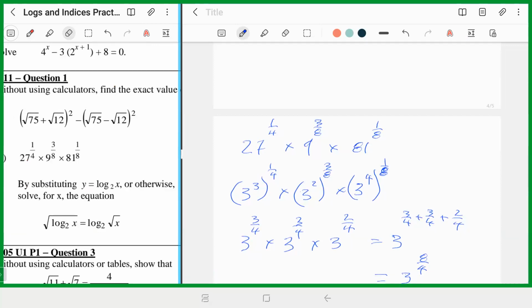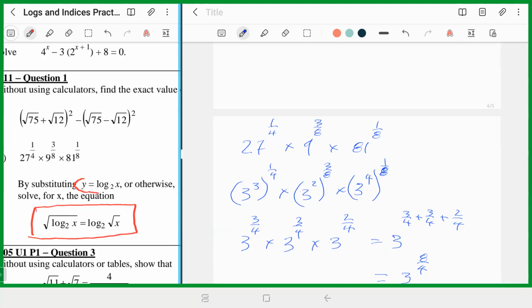The question says, using a substitution by substituting y equals log to base 2 of x. Note that the square root of x is the same as x to the half. We must give it the hint: square root of x is the same as x to the half, right? Solve this equation for me within 5 minutes.